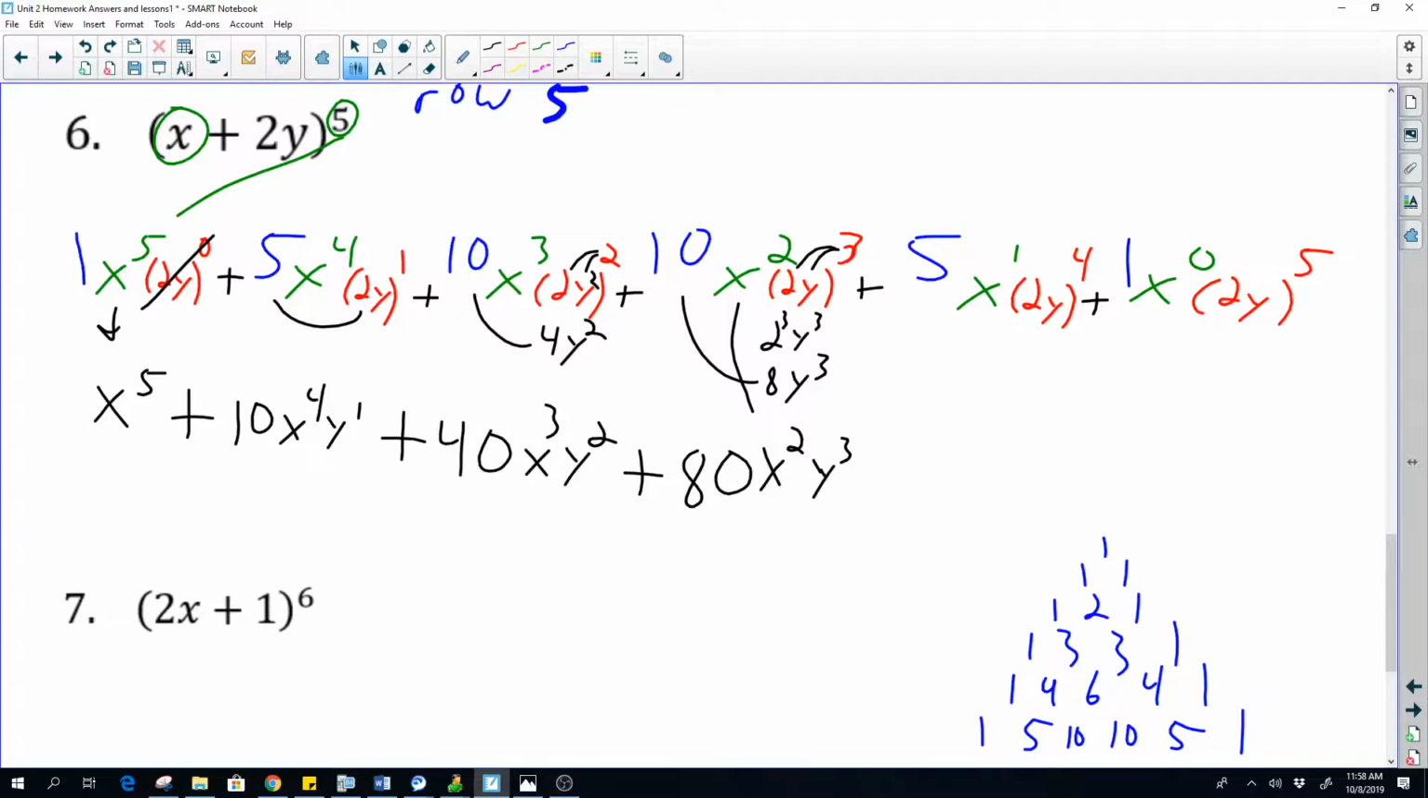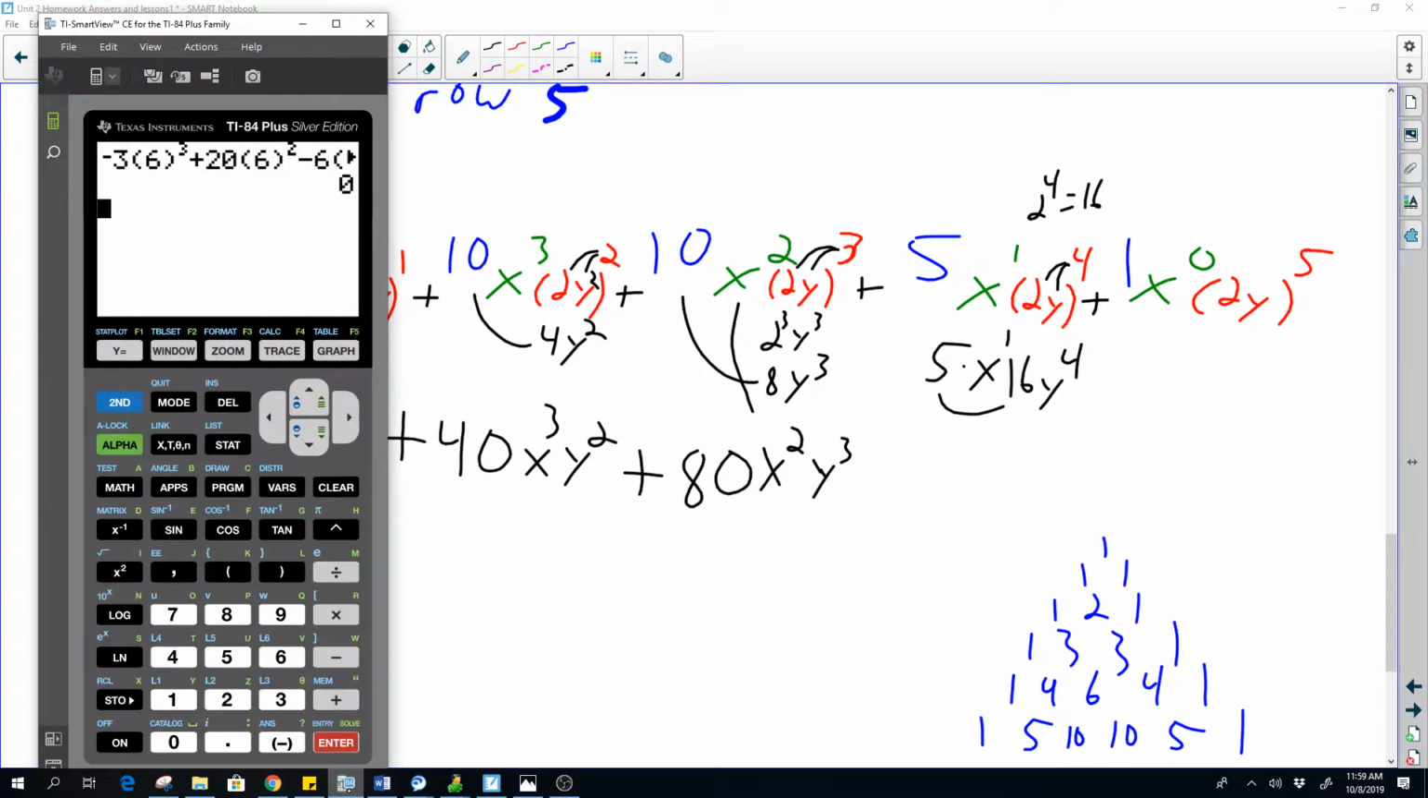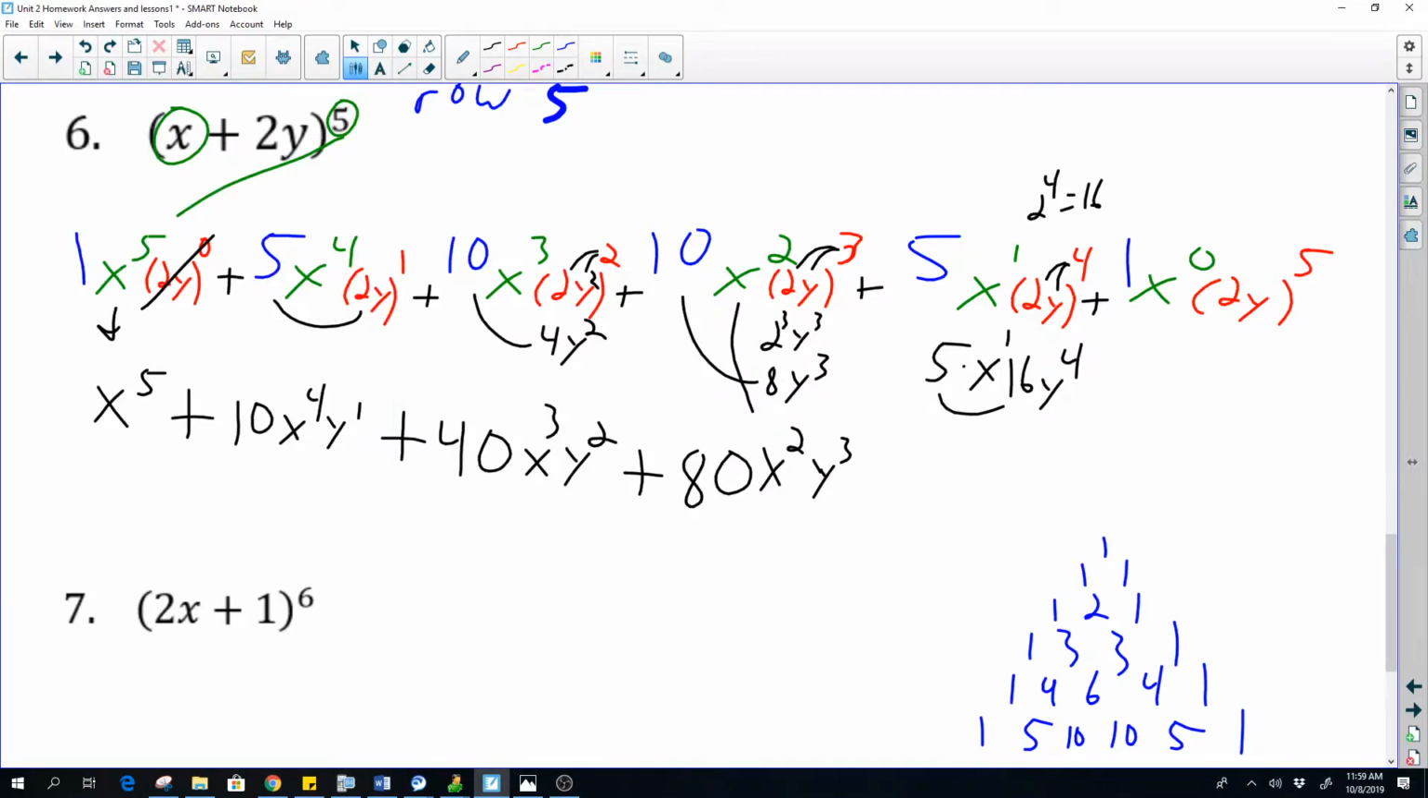So then we're going to jump over here next. And we're going to do 2 to the 4th, y to the 4th. So 2 times 2 is 4, 2 times 2 is 4, and 4 times 4 is 16. So 2 to the 4th power is 16. So we're going to do 16y to the 4th. We still have our x to the 1st and our 5. So now we have to do 5 times 16, which is 80. Cool. So then we have plus 80, because 5 times 16 is 80.